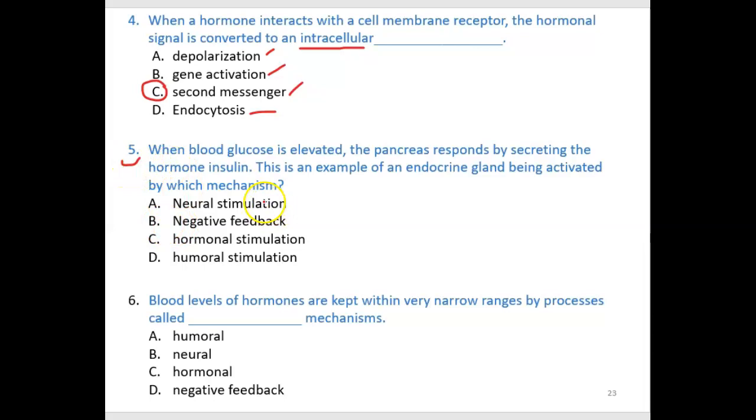Okay, let's look at number 5. When blood glucose goes up, the pancreas responds by making insulin. This is an example of an endocrine gland, the pancreas, being activated by which mechanism? Neural stimulation, negative feedback, hormonal stimulation, or humoral stimulation. And the answer is humoral stimulation.